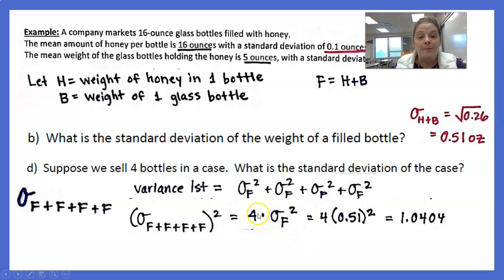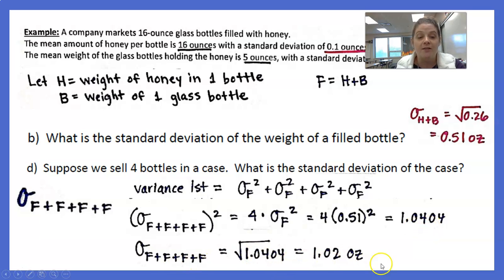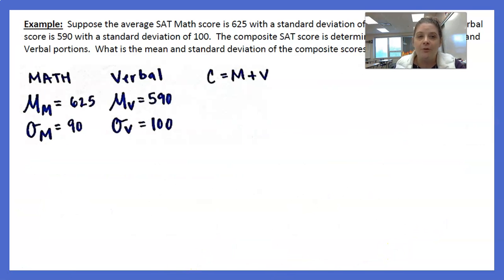So instead of being 4 times 0.51 quantity squared, there's just 4 of these 0.51 squareds. You could also do 0.51 squared, 0.51 squared, 0.51 squared, etc. So the variance would be 1.04, and then I would take the square root of that. Okay, so you just need to be really careful.